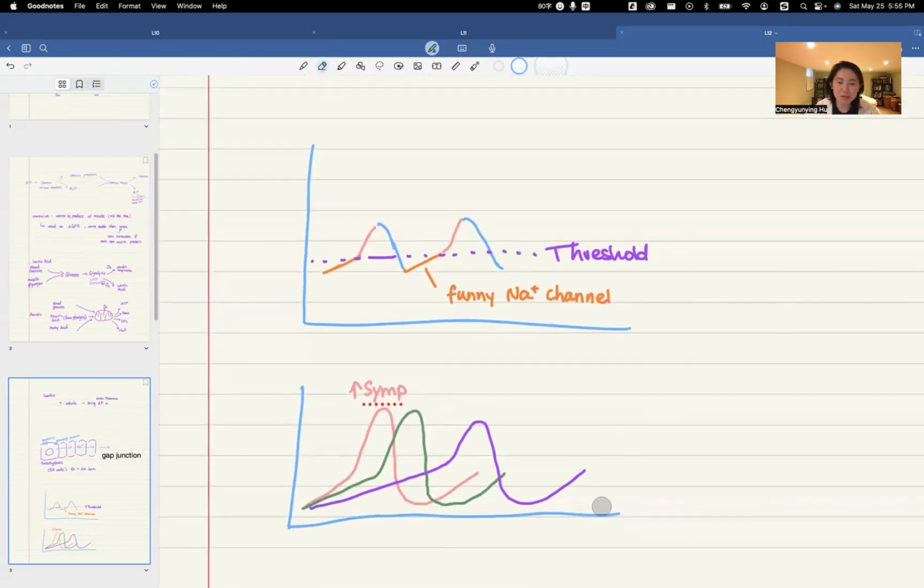And for this graph, the pink line is how much time the heart needs to rest when the sympathetic nervous system is triggered. You see it's very short, and as we go into parasympathetic, the resting time is longer between each contraction. One beat takes longer.